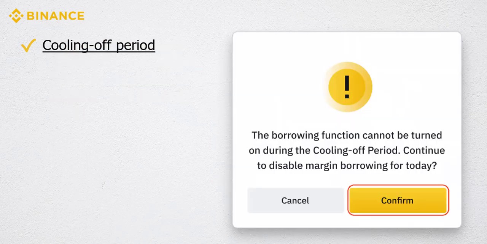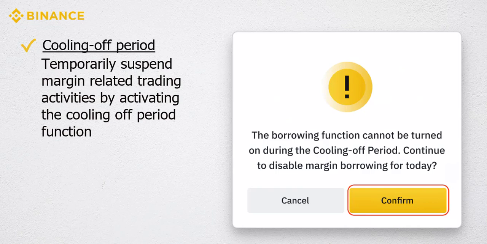3. Cooling off period. Sometimes, the best trade is no trade at all. In order to help users avoid excessive trading, users can temporarily suspend margin trading related activities for a specific period by activating the cooling off period function. This is part of Binance's efforts to encourage responsible trading and prevent compulsive trading behavior. This feature allows you to limit and control your trading activities, especially in situations when you feel pressured by losses. It also enables you to abstain from behavior and activities that can lead to irresponsible trades.